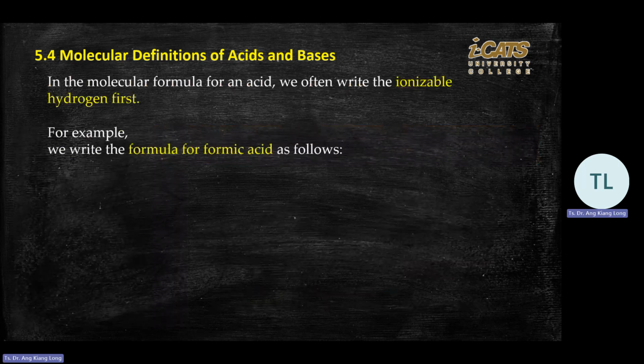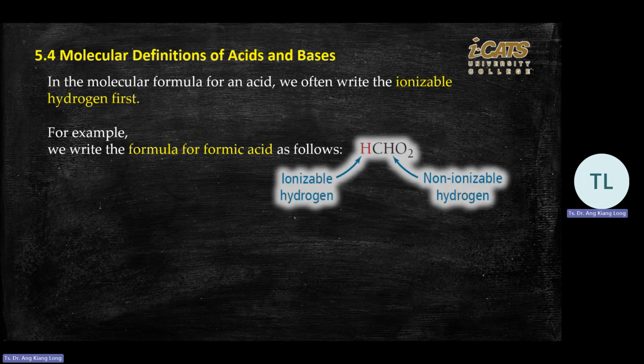Okay. So when we write a molecular formula, we often write H plus first. If you have a formula like HCHO2, formic acid, let's say we take one acid called formic acid. The structure of formic acid is HCHO2. The front H is the ionizable hydrogen. The ones in black, CHO2, are non-ionizable hydrogen.